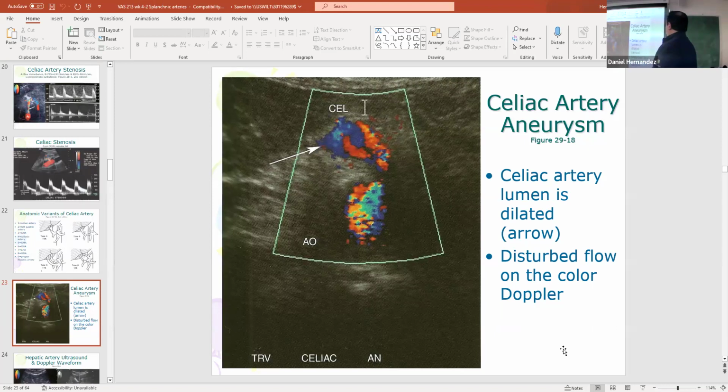So as with any artery, vessels can become aneurysmal. So this is just showing a celiac artery aneurysm, a large dilated segment of that celiac artery.